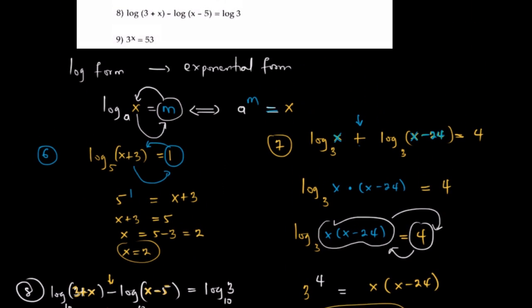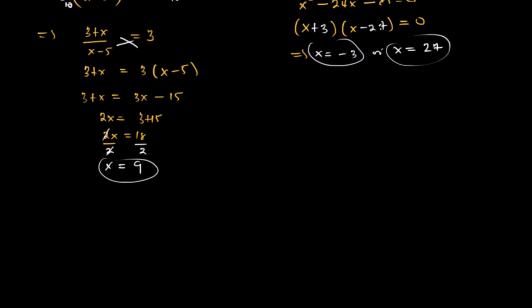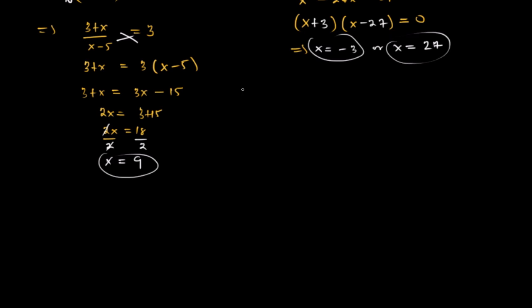Then we go to the last problem, question 9, which says 3 to the power x equals 53. Our aim is to solve for x. This is an example of an exponential equation, because the unknown you want to solve for is at the exponent position.